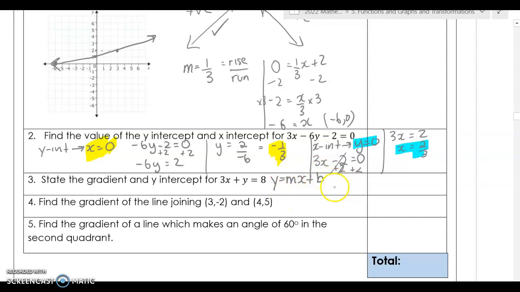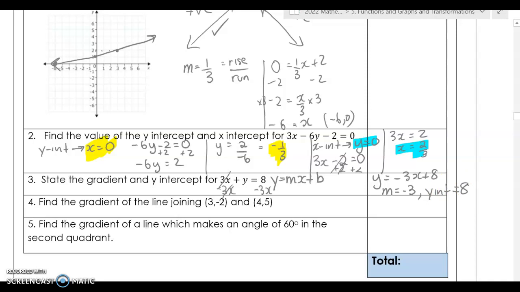So let's rearrange it. We're going to take 3x from the left, we're going to take 3x from the right. And what we're going to end up with is y equals minus 3x plus 8. We can now read off that m is equal to minus 3, and our y-intercept is equal to 8. That's nice and easy, that one.